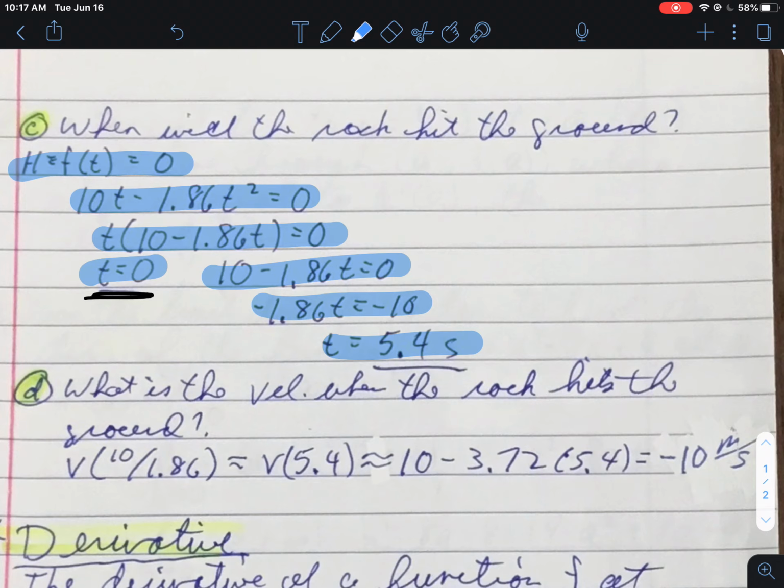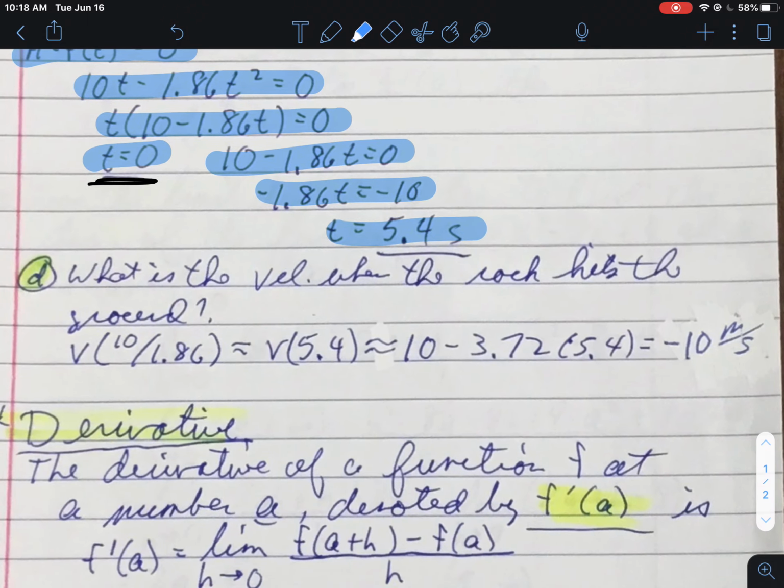Okay? But again, that's no more than just basic algebra, solving a polynomial or quadratic equation. In this case, set it equal to 0 because I want to know where the height is 0 when it hits the ground. And then we're solving the equation. Now, once I have my solution, t equals 5.4 seconds, so that's how long it takes the rock to hit the ground.